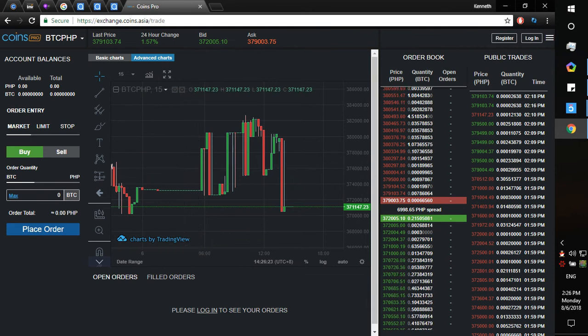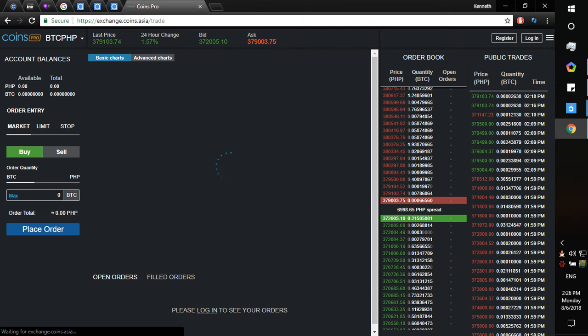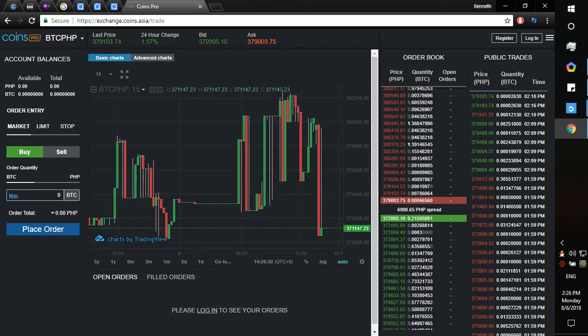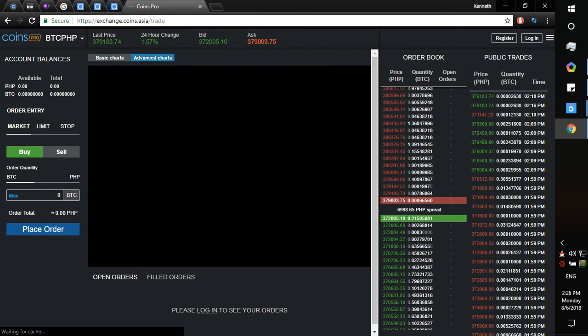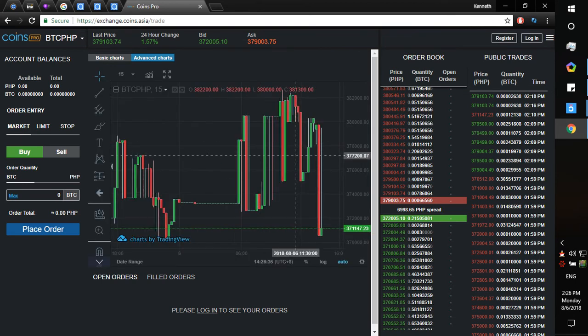So we have here two charts. The first is the basic chart, how it looks like, and the second one is the advanced charts. Now we're gonna use the advanced charts because it provides very useful indicators that we're going to use. Now let's start with indicators.